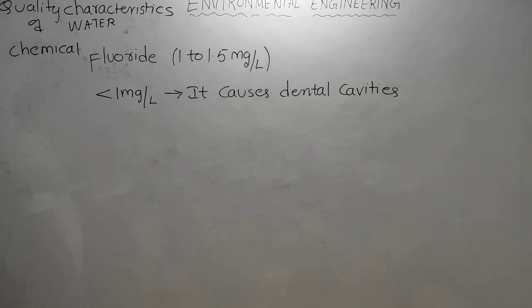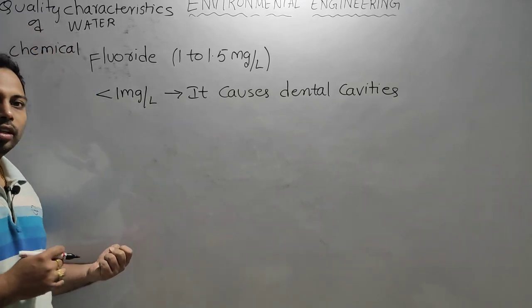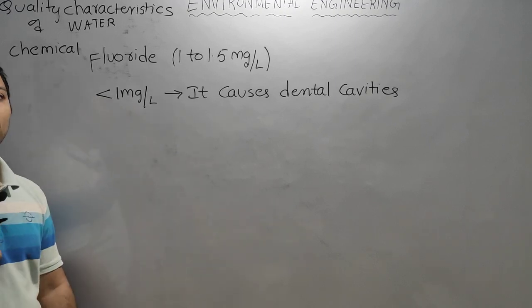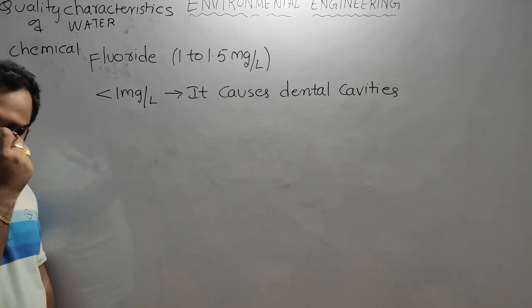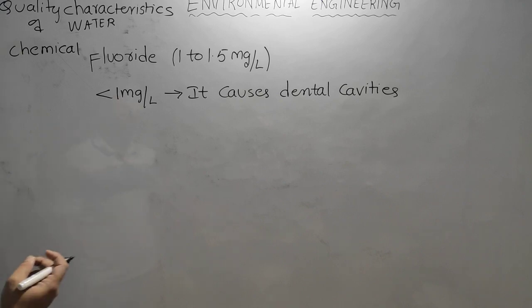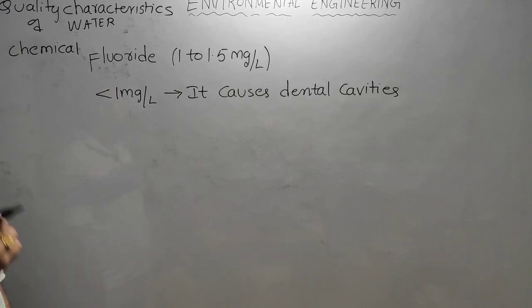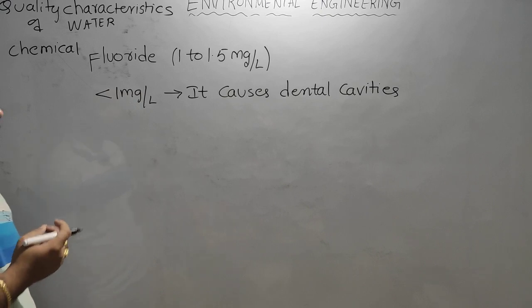When fluorine is present, it will react with enamel, that is the coating on the teeth. The white coating on the teeth is nothing but enamel. This fluorine will react with that enamel and strengthen it, which gives the teeth a good finishing texture. Otherwise, what happens when this deficiency comes?